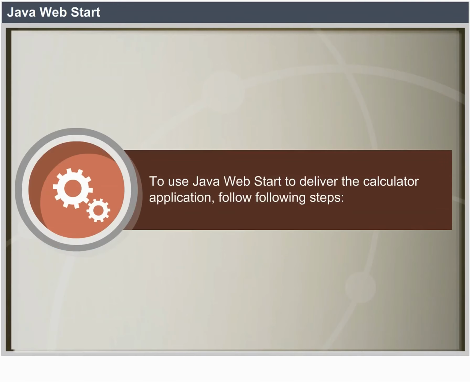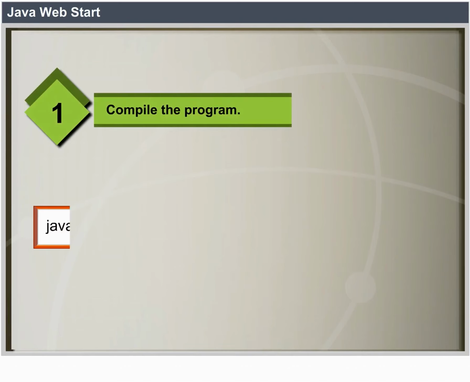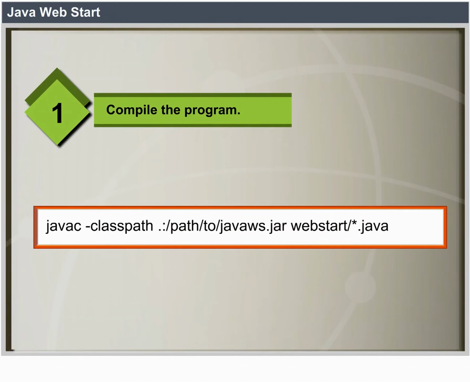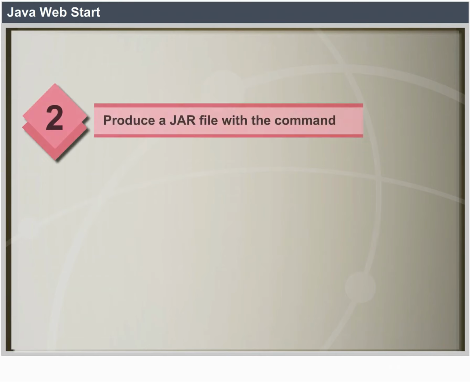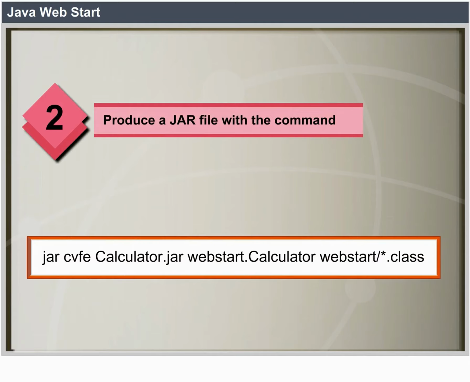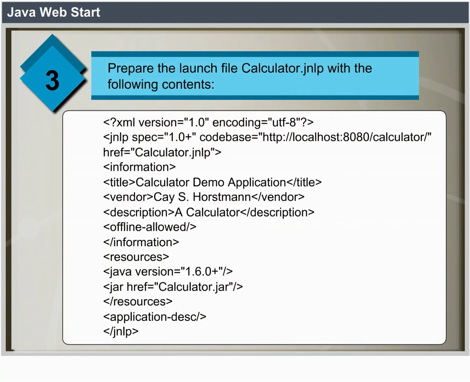To use Java Web Start to deliver the calculator application, follow these steps. Compile the program. javac -classpath .:path/to/javaws.jar webstart/Calculator.java. Produce a jar file with the following command. Prepare the launch file calculator.jnlp with the following contents.